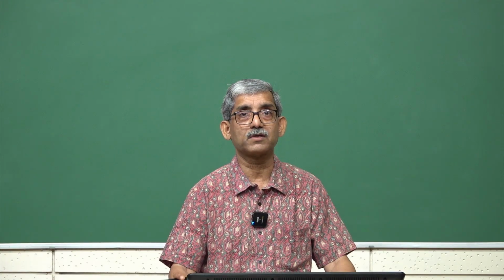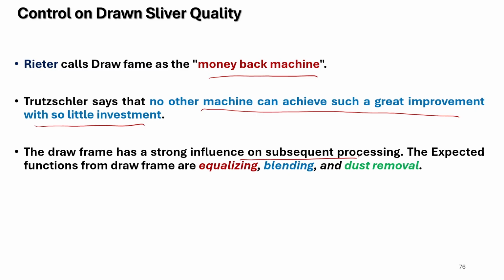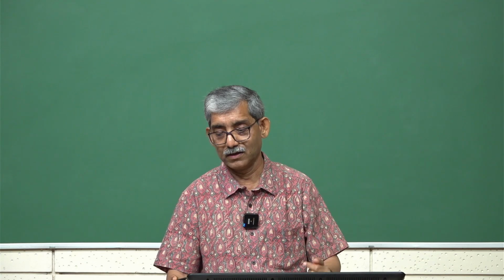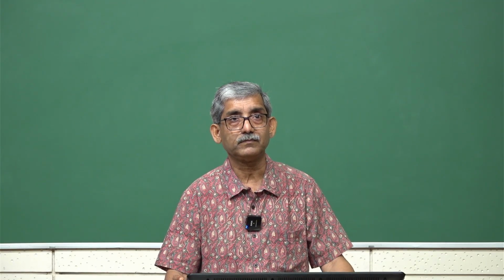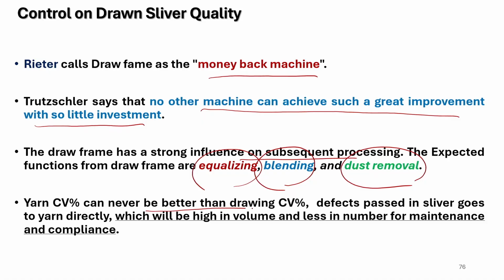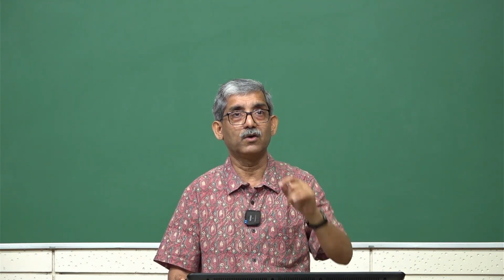The draw frame has a strong influence on subsequent processes. If the draw frame creates some fault, it cannot be eliminated in subsequent processes. The expected functions of the draw frame are equalizing, blending and dust removal. We can do the equalization by doubling, we can also blend there, and also remove dust during the drafting. So, yarn U% can never be better than the draw frame. The yarn CV% can actually be improved at the draw frame. Defects in the sliver go directly to the yarn without any rectification, but any non-uniformity before the draw frame we can control at the draw frame stage.